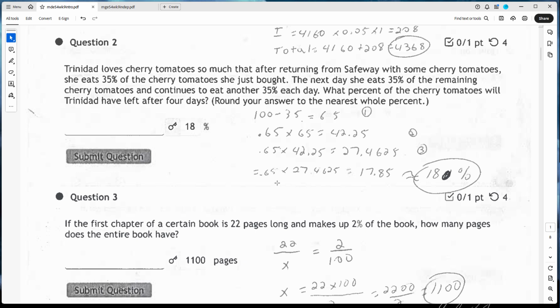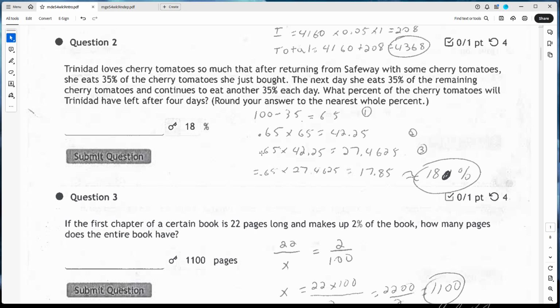So, assuming that she has 100% of the tomatoes in the beginning, she eats 35% on that first day, what's remaining is 65%. So on that second day, she eats another 35% of the tomatoes. So what's remaining is 65% of that 65. So it's 0.65 times 65 gives me 42.25. That's how much remains. But then she eats another 35% of those. And what remains is 65% of those.